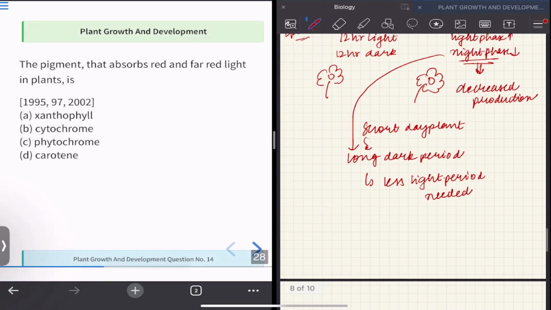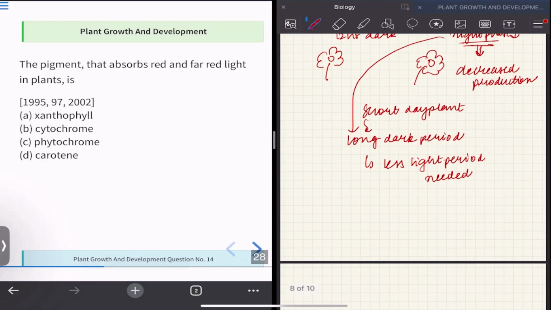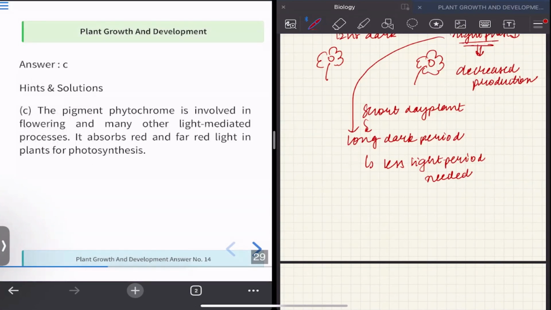Moving on to the next one, we have the pigment that absorbs red and far red light in plants. And this particular question has been asked three times, in 1995, 1997, and 2002. So the pigment that absorbs red and far red light is phytochrome. So phytochrome, which is our option C, it absorbs which light? Red light. And it is involved in flowering and many other light mediated processes. So it absorbs red and far red light in plants.